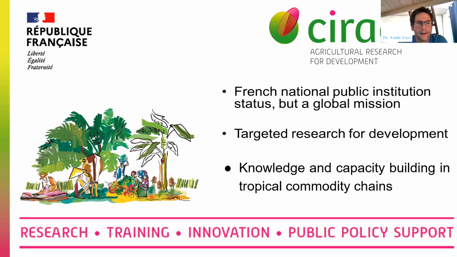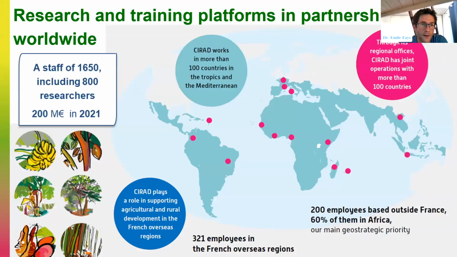Good afternoon, everybody. So CIRAD is a French national public institution that does research targeted on developing countries, applied research basically, and we are trying to provide knowledge and capacity building in tropical value chains. We are present in more than 100 countries worldwide, mainly in the tropics, and working in partnership with various institutes, private, but also academics and universities.